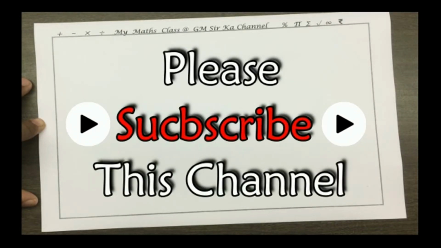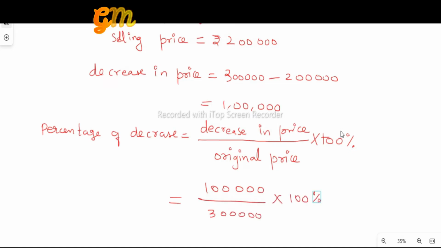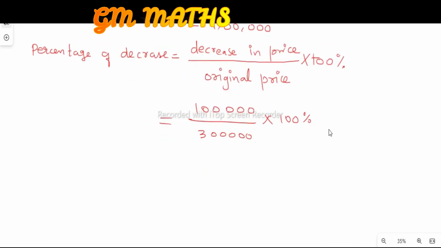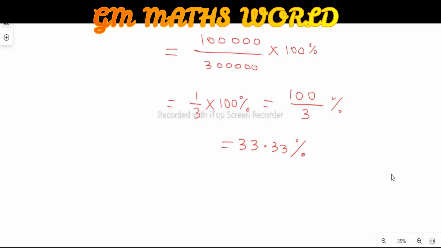Now we have to find the percentage of decrease in price by decrease in price by original price into 100%. Decrease in price is 1 lakh, original price is 3 lakh, into 100%. 1 lakh upon 3 lakh will give us 1 by 3 into 100%, which is nothing but 100 by 3%. When we divide 100 by 3 we will obtain 33.33%, or 33 1 by 3%.